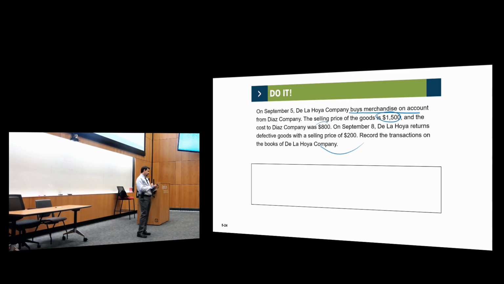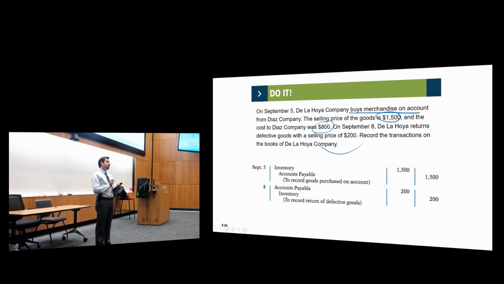What about the cost? $800. We don't care about that. This is not for the company. This is for the seller. So the seller is concerned with this one, not the buyer. In this case, you debit inventory $1,500 and credit accounts payable $1,500. And then they return $200. That will decrease the value of the inventory by $200. It will also decrease the debt by $200. So you debit accounts payable and you credit inventory. Any questions?